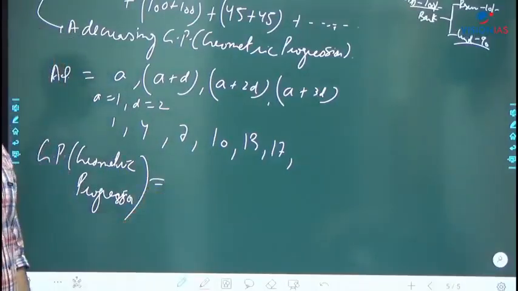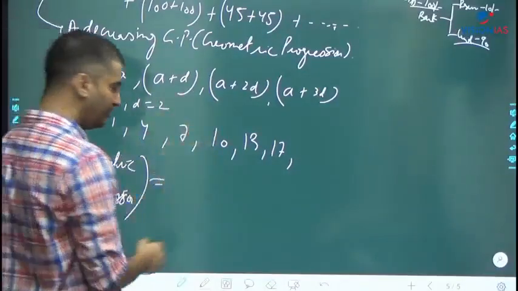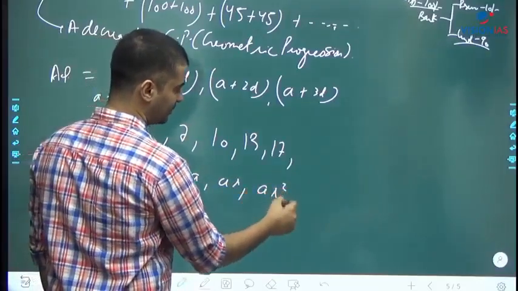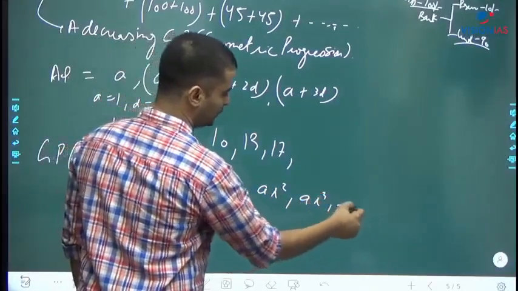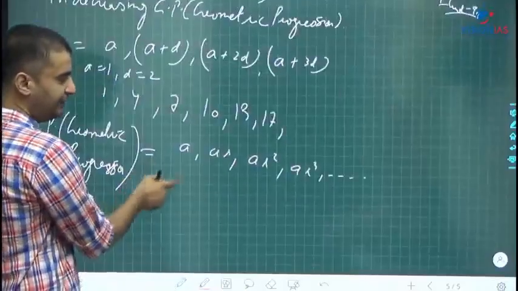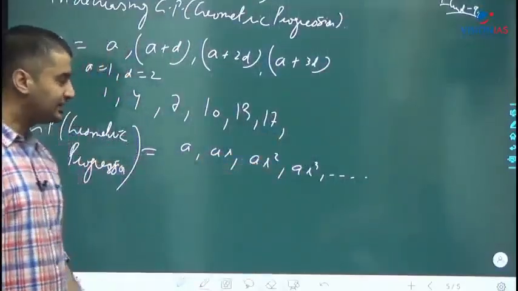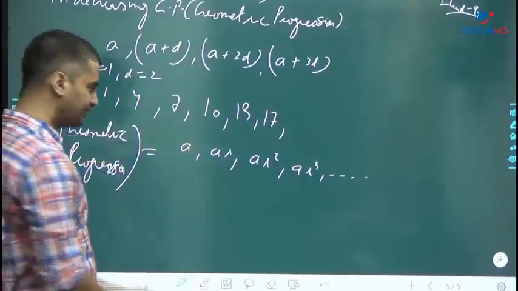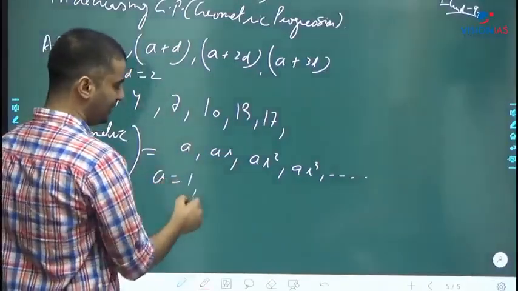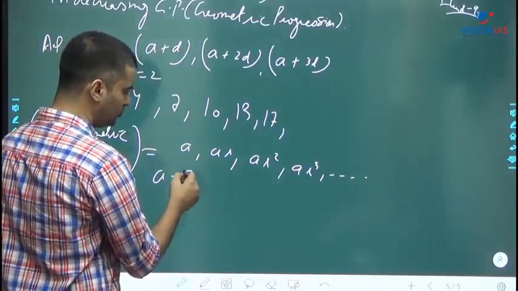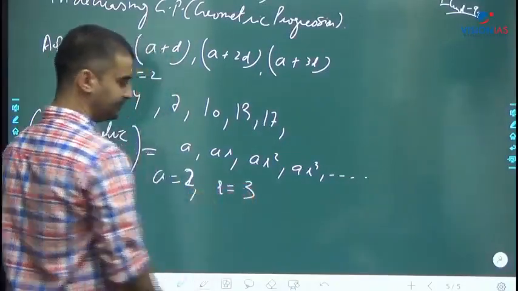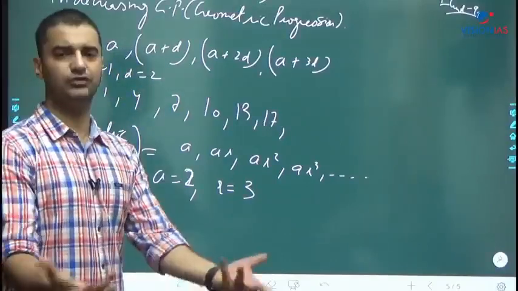Geometric progression क्या होती है? Geometric progression is of the general form a, a times r, a times r square, a times r cube, and so on and so forth. Every subsequent term is r times the previous term. जैसे a को मान लेते हैं 2, और r को मान लेते हैं 3. Ratio, r is ratio, simply call it as ratio.